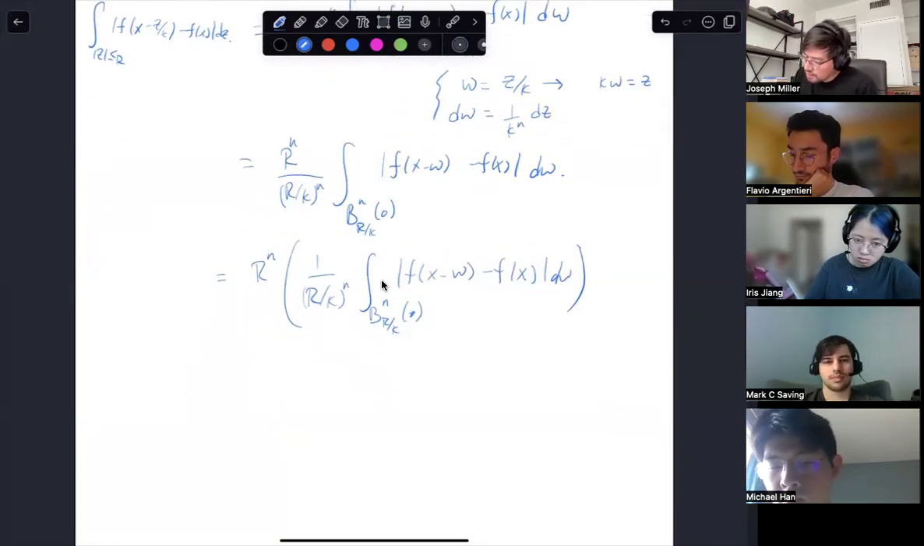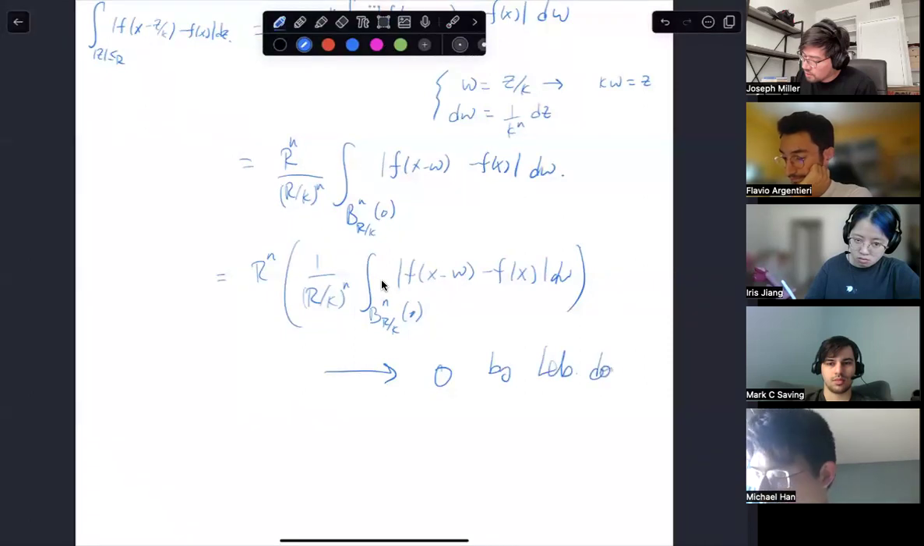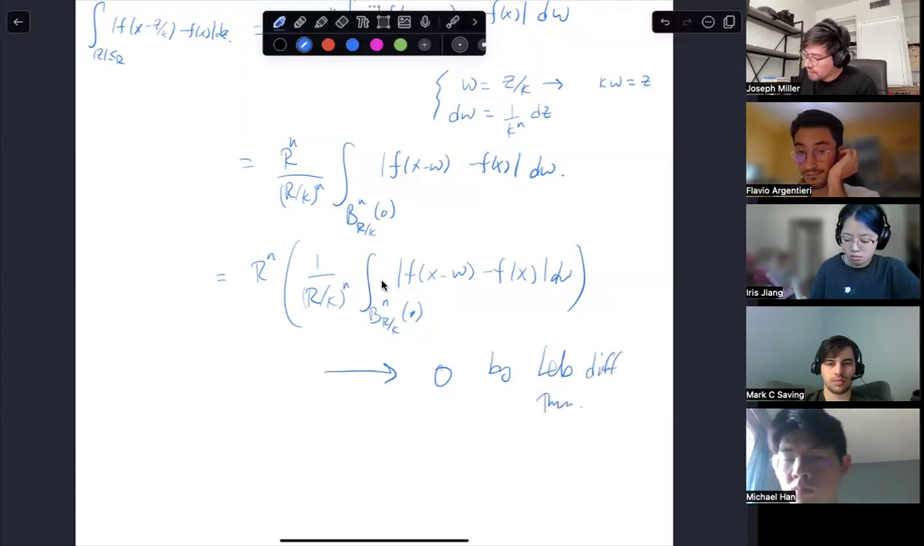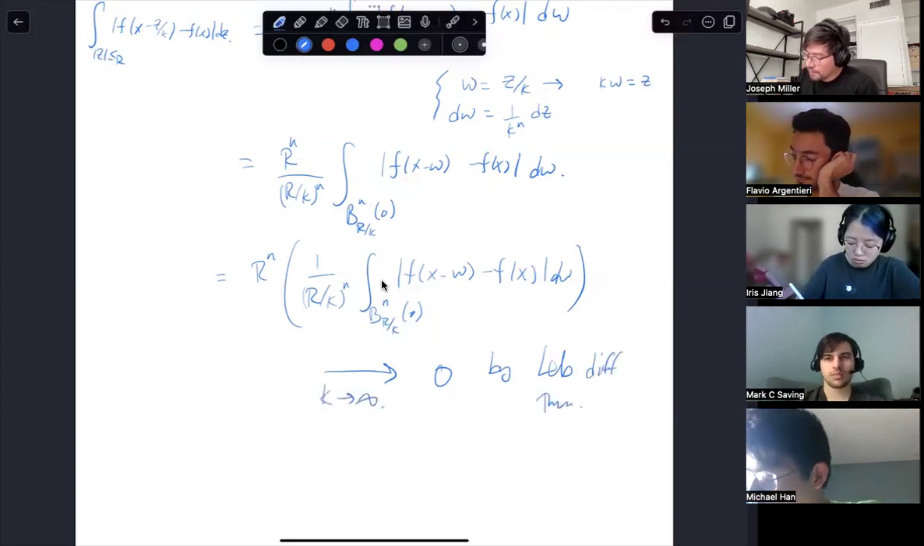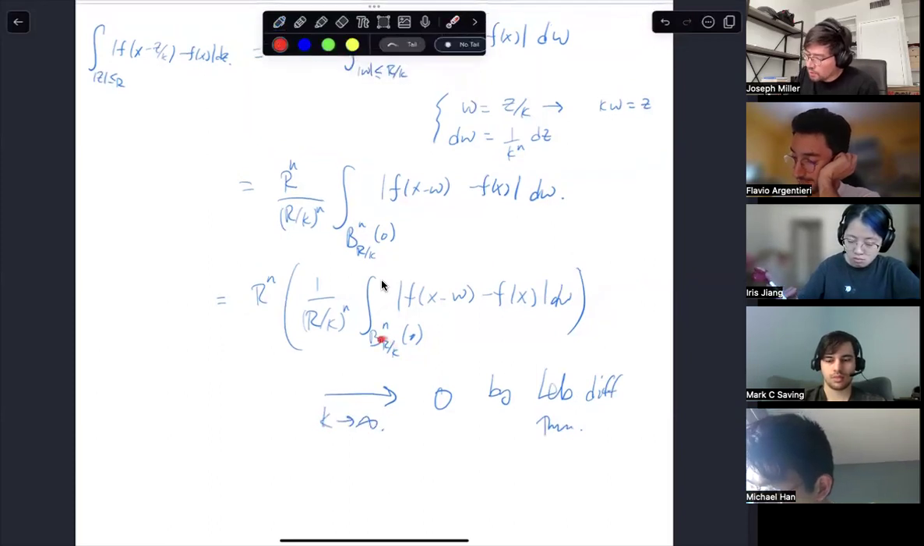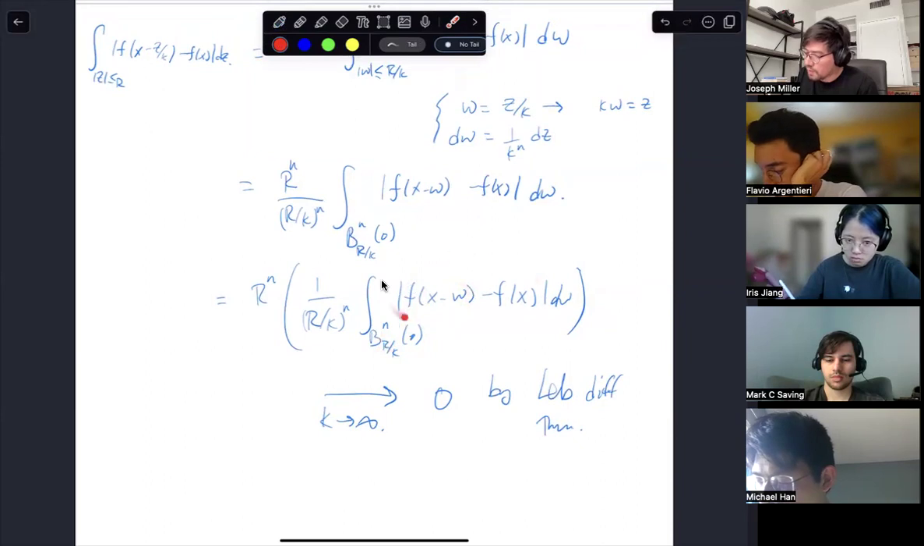So I know that this guy converges to 0 by the Lebesgue differentiation theorem, as k goes to infinity. Because the diameter of this ball is going to 0, it's centered around the 0 point, right? So I'm averaging over this ball. Part of the Lebesgue differentiation theorem says that this converges to 0 because I'm averaging over this ball.